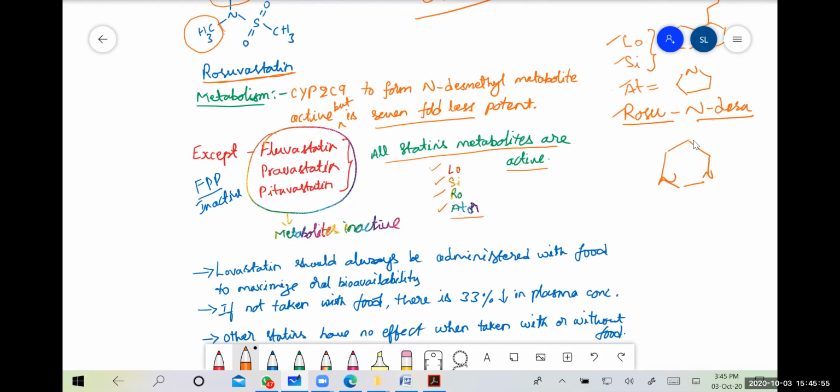Okay, and which are the inactive? That is, the metabolites are inactive in which of these statins? FPP: fluvastatin, pravastatin, and pitavastatin. The metabolites are inactive. So this way you can easily remember.